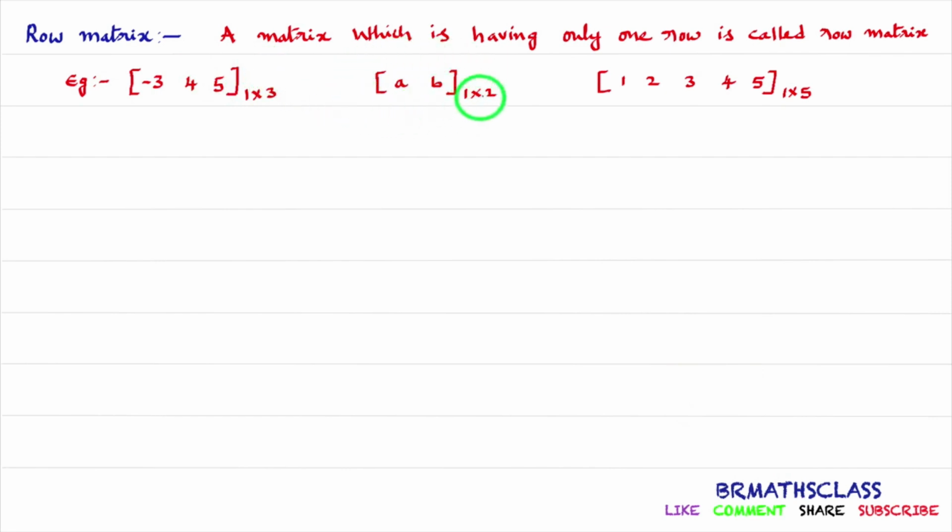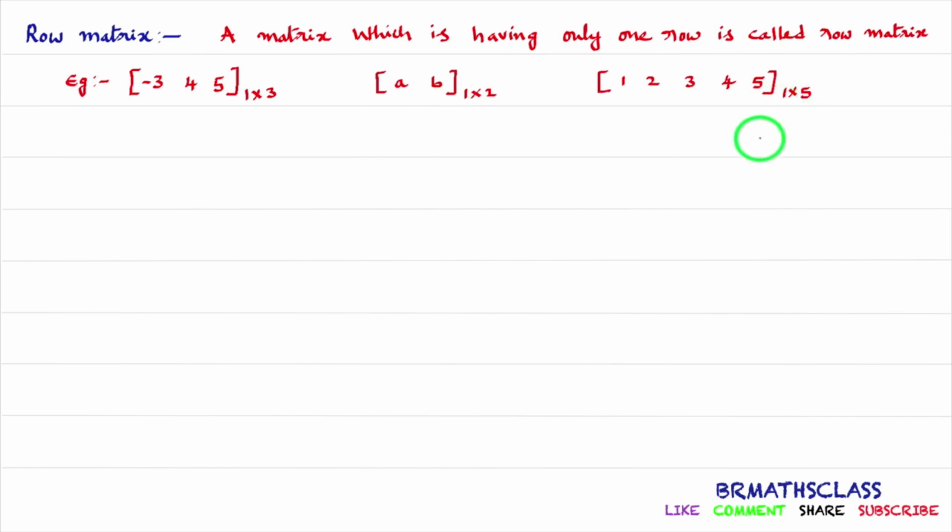You observe this matrix. This matrix is of order 1 by 2. How many rows are there? Only one row is present. That's why this is the example for row matrix. You observe this is the matrix of order 1 by 5. 1 row, 5 columns are there. This is the matrix having only one row. So it is called a row matrix.